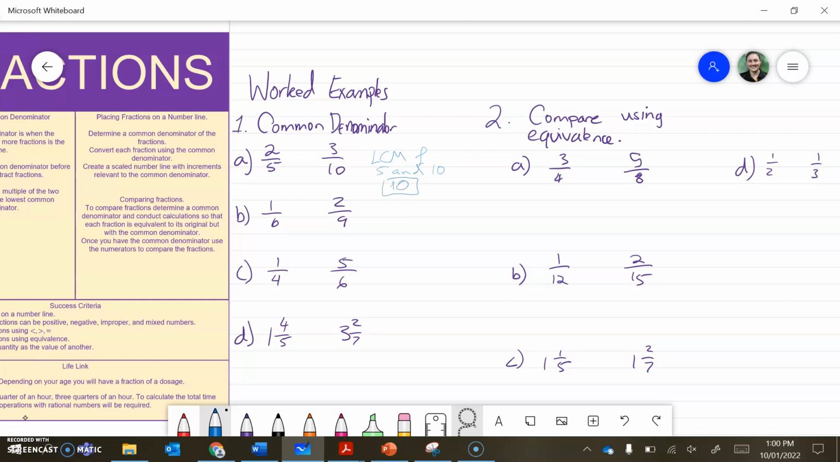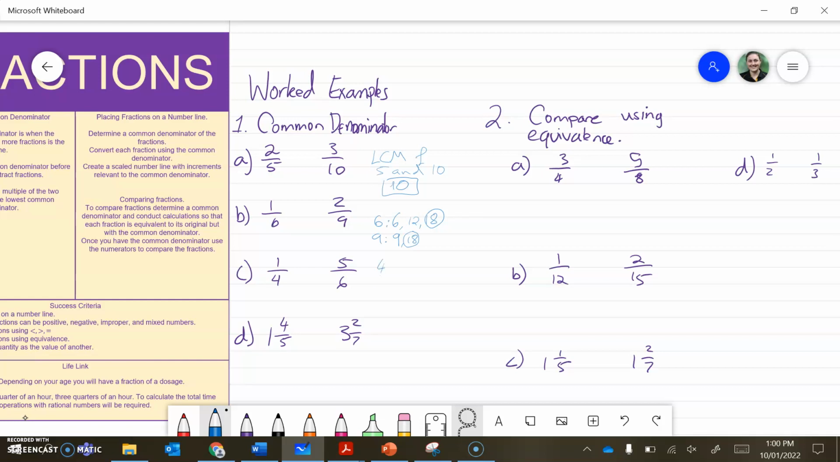Here we've got 6 and 9. If I want to find our lowest common denominator, if I count up in 6s, I've got 6, 12, 18. If I count up in 9s, I've got 9, 18. So our lowest common multiple will be 18, which will also be our common denominator.